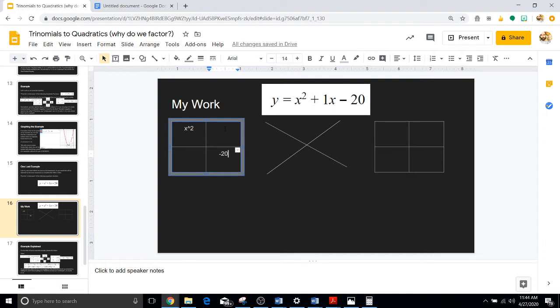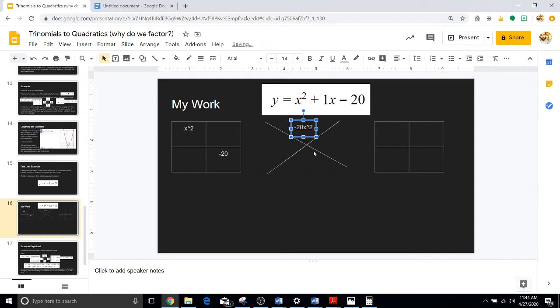So what we're going to do is multiply these two and put it on top of our diamond. So negative 20 times x squared is, yeah, you guessed it, negative 20x squared. Can actually make that a little bigger so it actually fits. There we go. So negative 20x squared. Down below, we're going to put our b term, which is 1x. So 1x. We need to figure out what numbers can multiply to negative 20x squared and add to 1x.